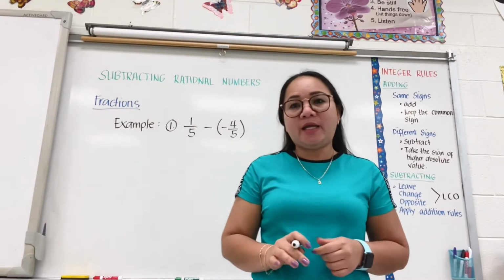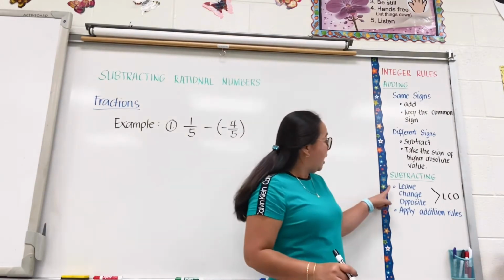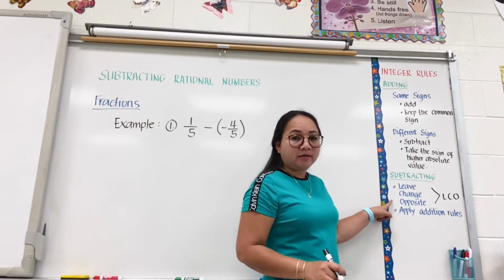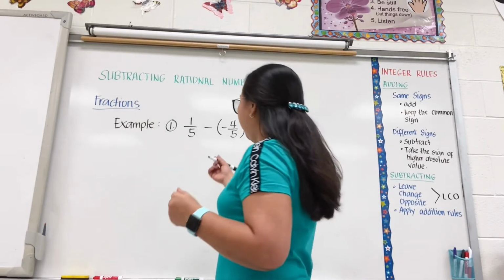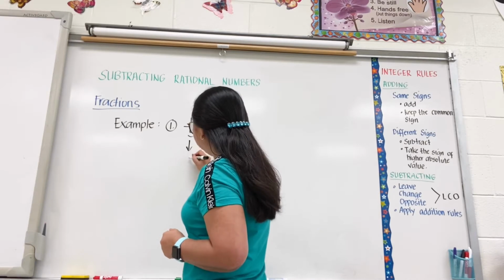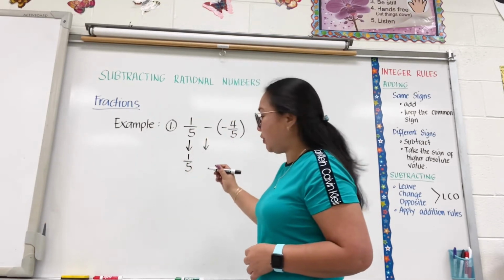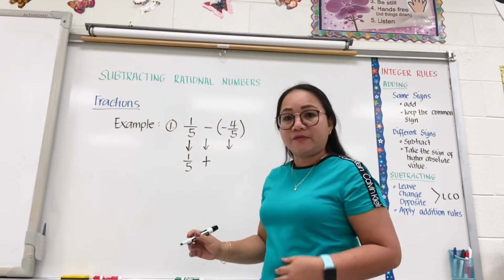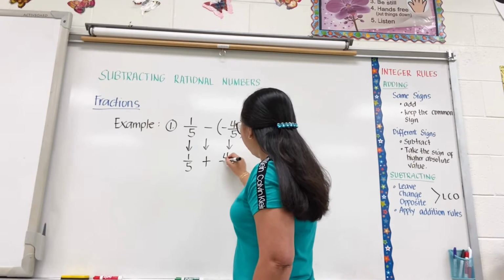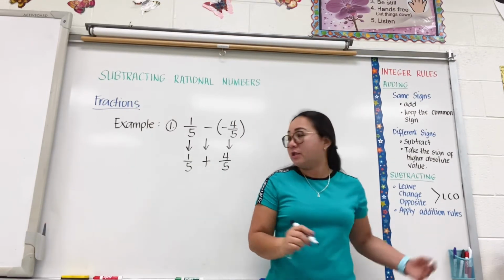So applying the rules for subtracting integers, we have here leave, change, opposite, and then step 2, apply the addition rules. So that means we will leave 1/5, change the subtraction sign into addition sign, and get the opposite of -4/5, which is 4/5. Then proceed to addition rules.